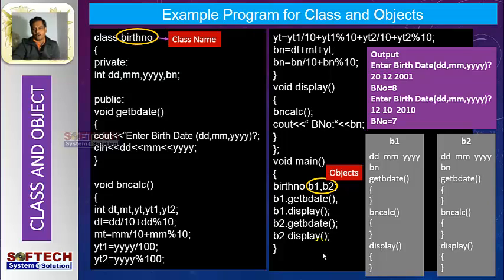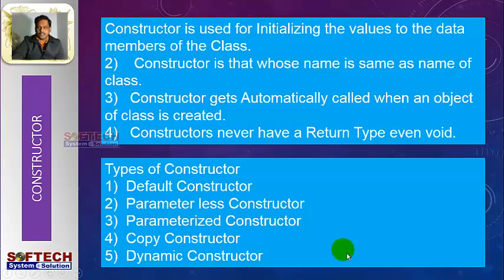So this is the example program to illustrate the class and the object. By using the dot operator, we access the data member. Next one is constructor. Constructor is used for initializing the values to the data member of the class. What is a constructor? A constructor is a kind of function, a kind of method. That method is automatically called when the object of the class is created.